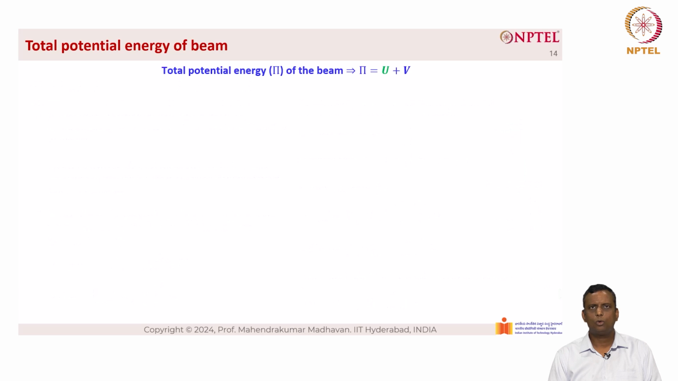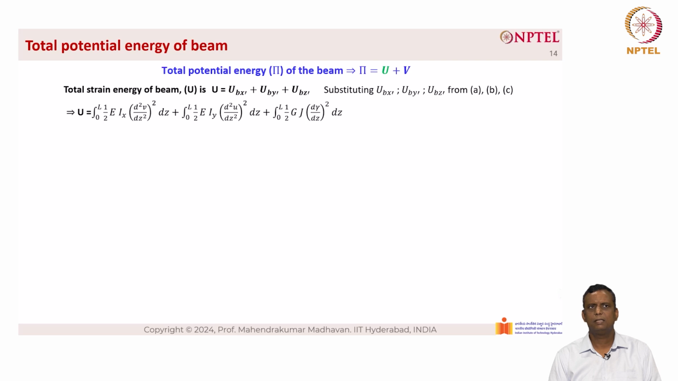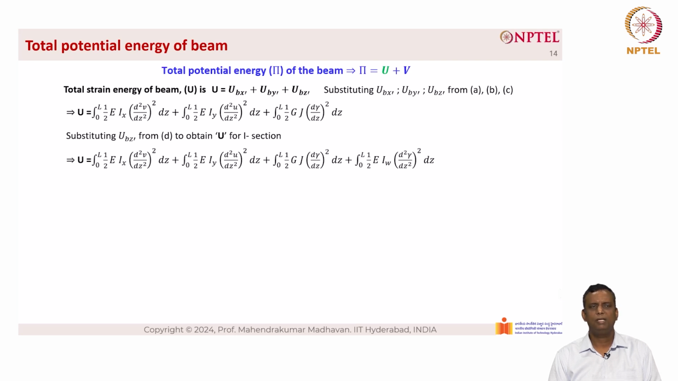So let's look at the total potential energy of the beam now. The total potential energy is given as U equal to U_bx' plus U_by' plus U_bz'. Now let's substitute the values from A, B, C. So we have this equation, as you can see on the slide. Now let's also substitute U_bz' from D to obtain U for an I section. So we have the equation shown here, which includes the fourth term as a result of warping.